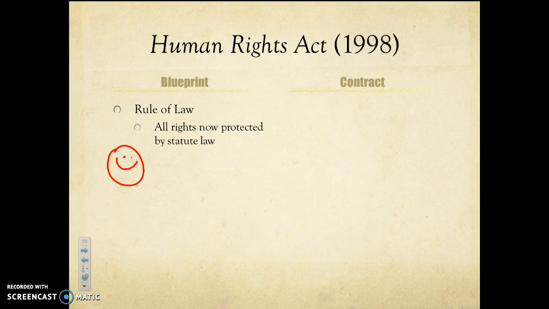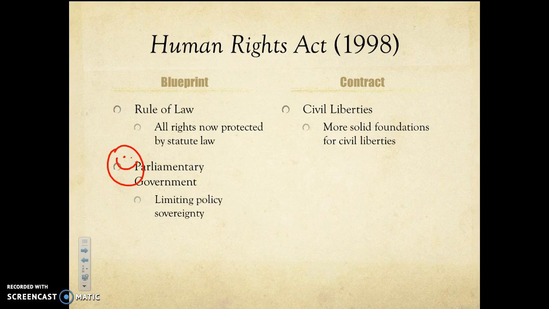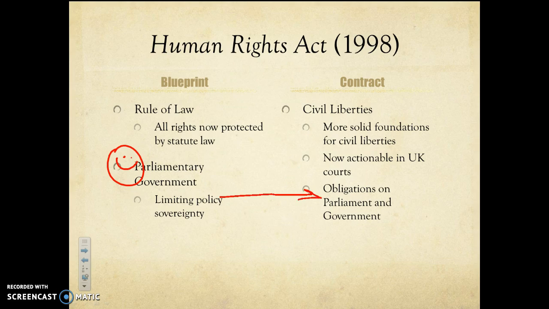So that's a good thing, and I'm very happy with that. It also has an impact on parliamentary government, because it limits parliamentary sovereignty, not by the courts, remember, but rather by Parliament. Parliament has limited government's policy sovereignty, has restricted the range of things that government can do. And again, civil liberties are now on a much more solid footing, and that has to be a good thing. These things are now actionable in UK courts, which means that redress is easier, and we have obligations both on Parliament and on government to respect those rights.